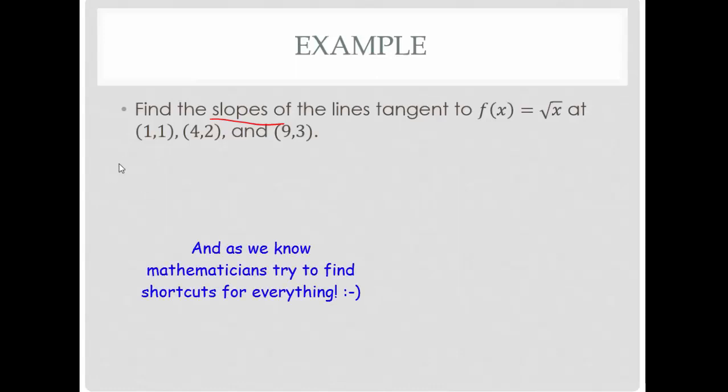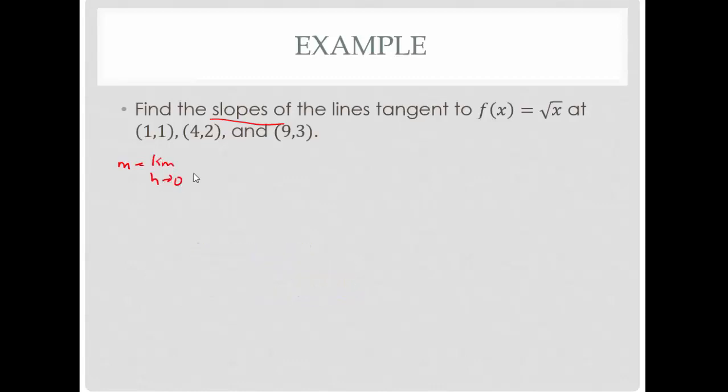So what I'm going to do instead is use the h goes to 0 again, but I'm going to go ahead and leave the a generalized. So we're going to look at the limit as h approaches 0 of f of a plus h minus f of a, over h. But I'm just going to leave a as a. I'm not going to plug in the different a values. That way I can do this calculation once instead of 3 times.